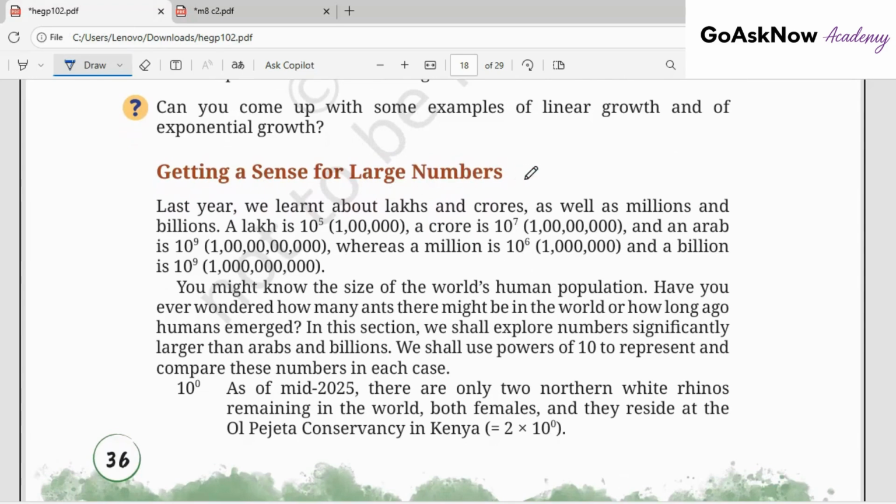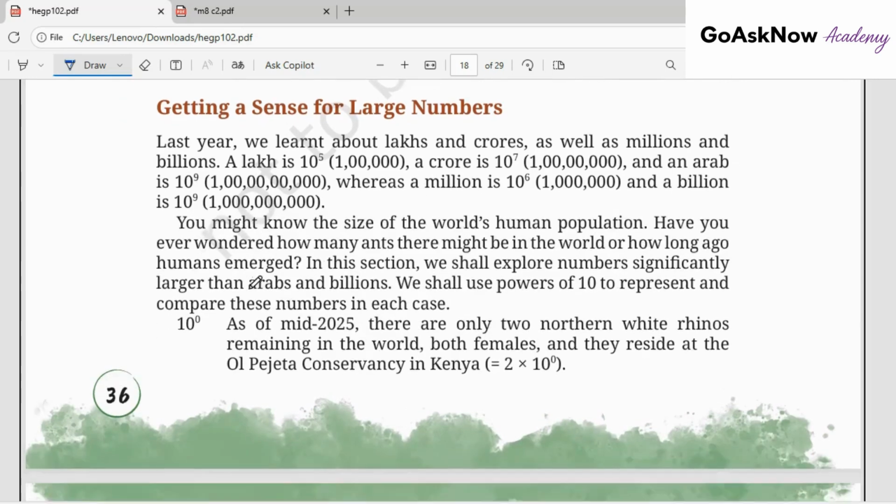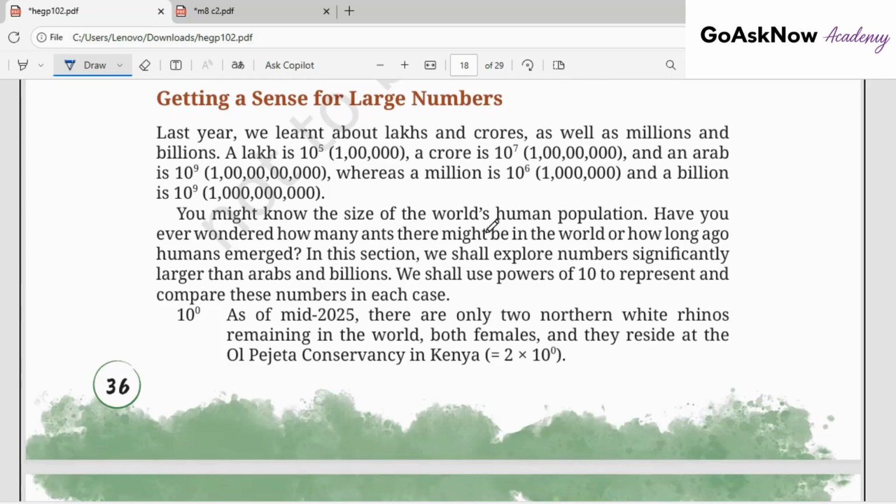Getting a sense of large numbers. Last year we learnt about lakhs and crores as well as millions and billions. A lakh is 10 power 5, a crore is 10 power 7, and an arab is 10 power 9, whereas a million is 10 power 6 and a billion is 10 power 9. You might know the size of the world's human population. Have you ever wondered how many ants there might be in the world or how long ago humans emerged? In this session, we shall explore numbers significantly larger than arabs, millions and billions. We shall use powers of 10 to represent and compare these numbers.